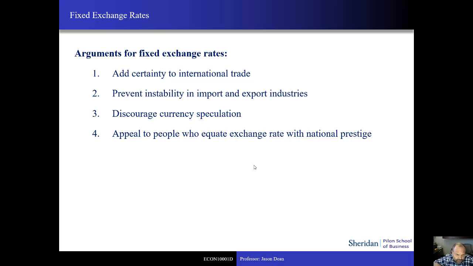A lot of firms will enter into different types of financial derivatives to mitigate or hedge this risk. There are lots of ways they can do that, with futures contracts and that sort of thing. We're not going to discuss that in this course.